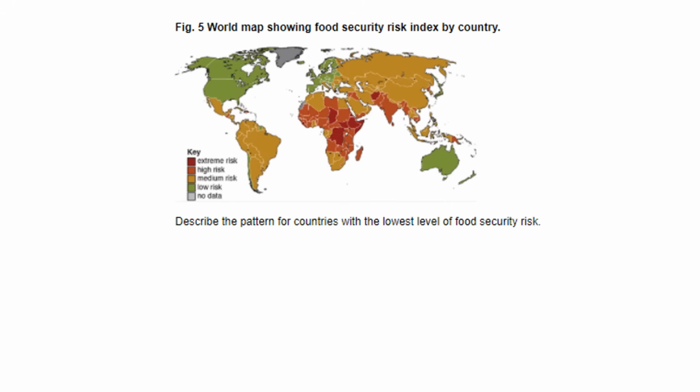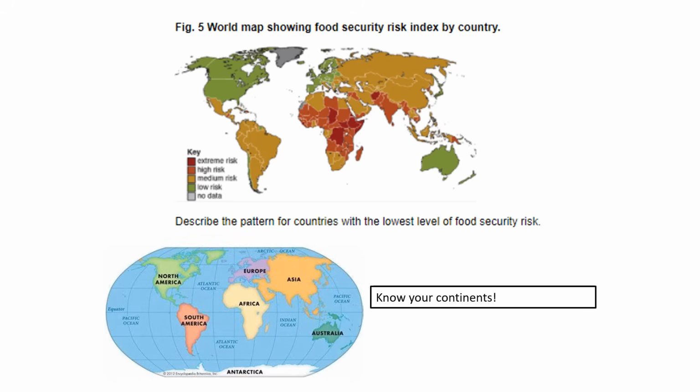So here's another couple of examples. So you've got a world map showing food security risk. And again, you've got a key and you've got to describe the pattern for countries with the lowest level of food security risk. So that is the countries that are green. So you need to know your continents to be able to point out that North America, Western Europe and Australasia are the continents or the areas with the lowest levels.